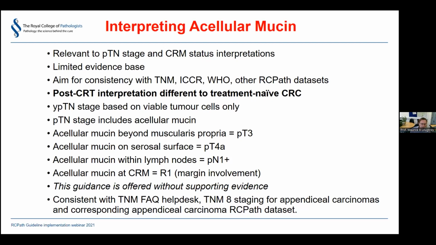And the guidance we've come up with is that if a patient hasn't had previous treatment, acellular mucin should be the basis of stage. So if you see it beyond muscularis propria, that's pT3. If you see acellular mucin within lymph nodes, that should be regarded as at least pN1. And if you see acellular mucin at the margin, again, that's at least R1 margin status. As I say, this is offered without strong supporting evidence, but does aim for consistency with other agencies. And obviously, explanatory notes indicating how you've arrived at that assessment is important.